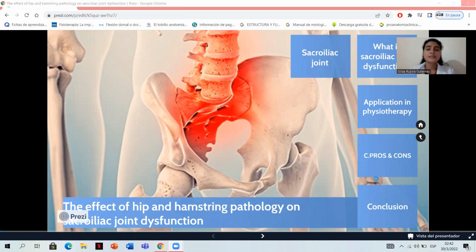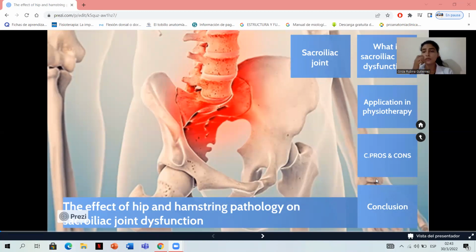I am in my last year of physiotherapy at the Catholic University of Santiago of Guayaquil. I would like to share with you my technical English project, which is titled The Effect of Hip and Hamstring Pathology on Sacroiliac Joint Dysfunction.